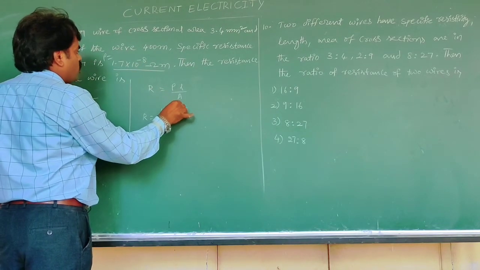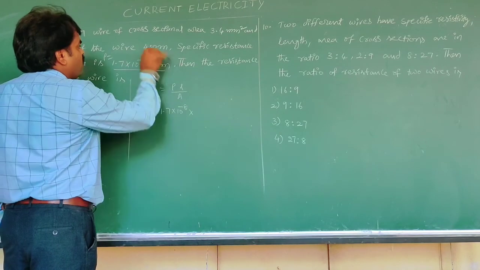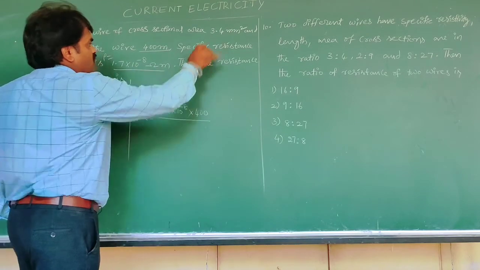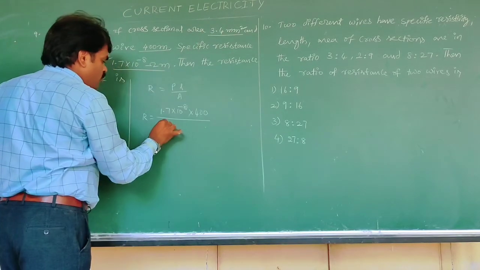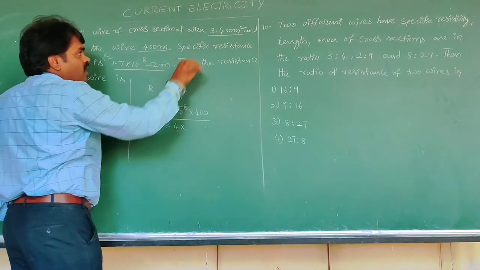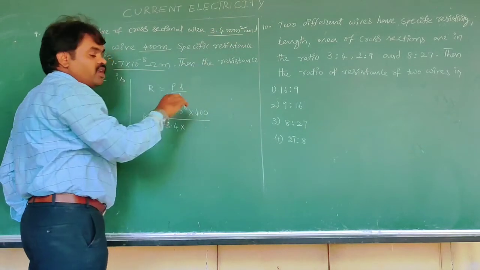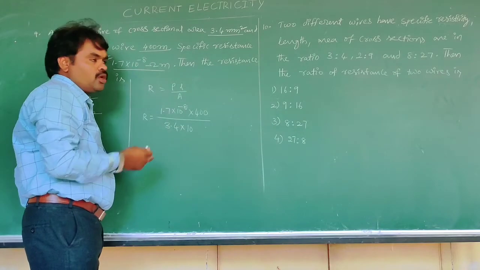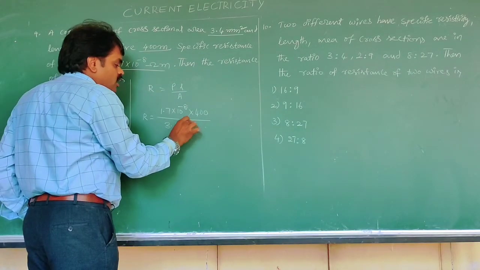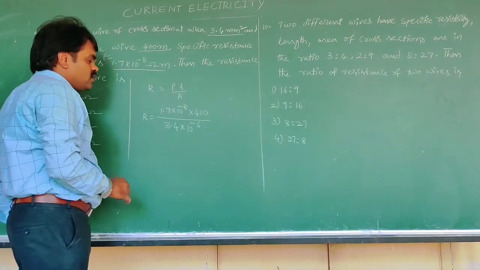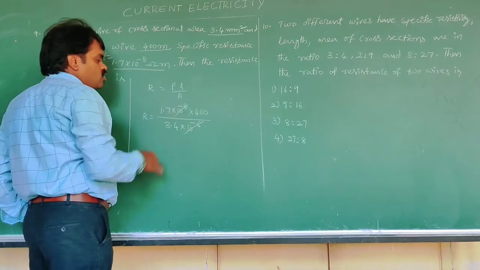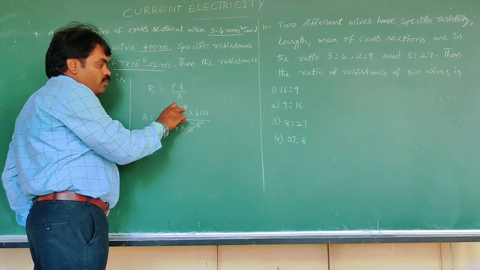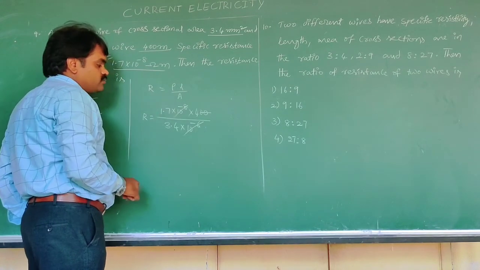1.7 into 10 to the power of minus 8. Length of the conductor 400. Area of cross section they given 3.4 into, here millimeter is given. Millimeter is converted into meter, means 10 to the power of minus 3. Whole square will be there, means 10 to the power of minus 6. Here 10 to the power of minus 6, 10 to the power of minus 6 cancel. Here minus 2 will be there. 10 to the power of minus 2, here 2 zeros cancel.